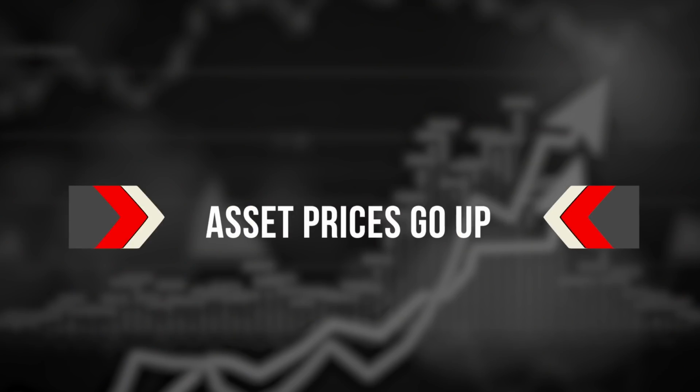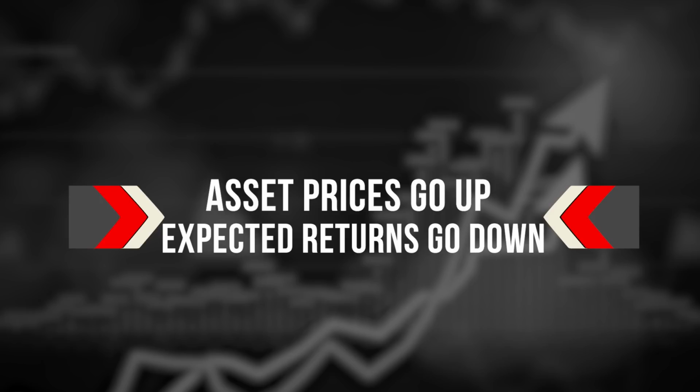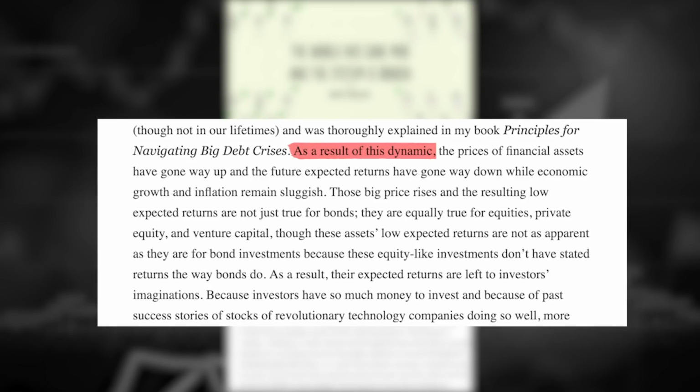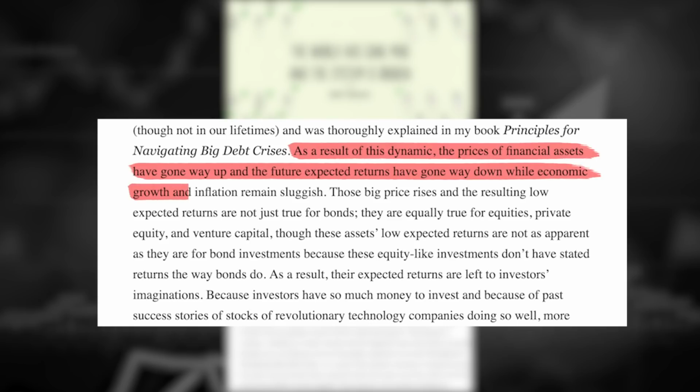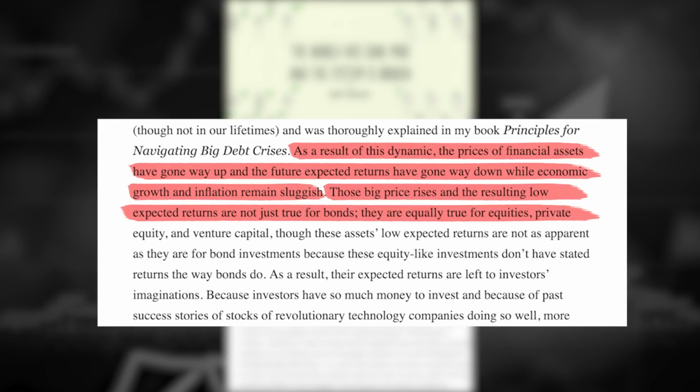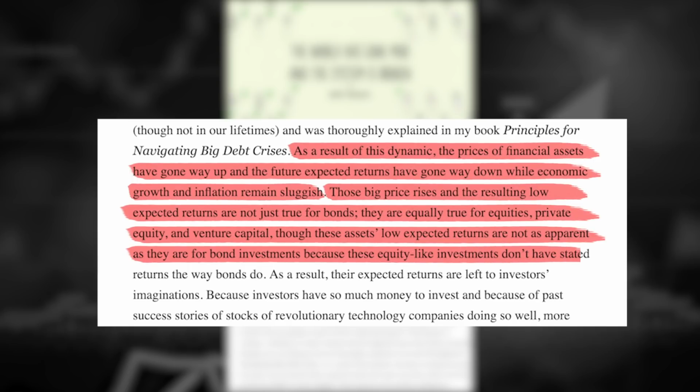Step number 3, asset prices go up and expected returns go down. As a result of this dynamic, and he's referring to the dynamic we outlined in step 1 and 2, the prices of financial assets have gone way up and future expected returns have gone way down, while economic growth and inflation remain sluggish. And I want you to pay specific attention to this next part, especially if you're invested in the stock market. Those big price rises and the resulting low expected returns are not just true for bonds. They're equally true for equities, private equity, venture capital, though these assets' low expected returns are not as apparent as they are for bond investments, because these types of investments don't have stated returns the way bonds do. As a result, their expected returns are left to investors' imaginations.